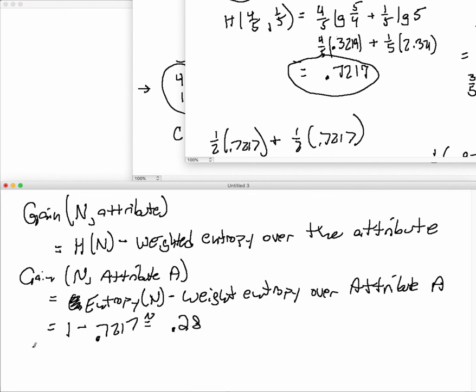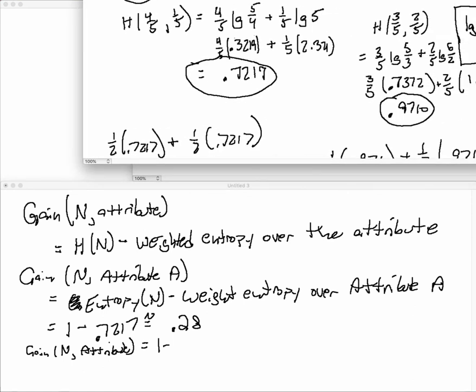Then we had the gain of n over attribute B, which was equal to 1 minus, and you may recall, you can see it way over here when we calculated that attribute, it was 1 minus 0.9710. So that is approximately equal to 0.03.